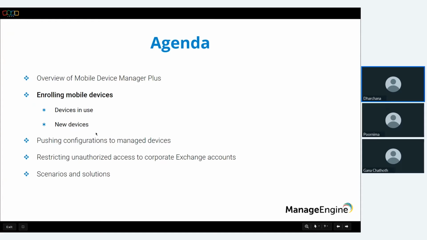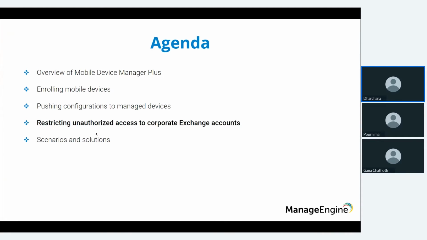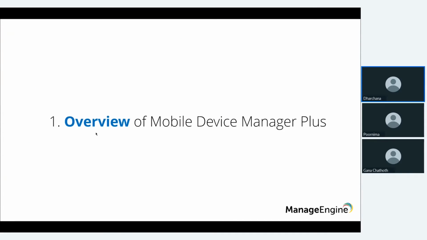We will then see how to push corporate configurations such as Wi-Fi, VPN, email settings to your managed devices. This is to ensure that the devices are ready to use your corporate data. Followed by this, we will look into how to prevent unauthorized access or unauthorized devices to your corporate email. After this, we will discuss a few scenarios that are commonly faced by the organizations along with the solutions to it. Now let us start off with the overview of Mobile Device Manager Plus.